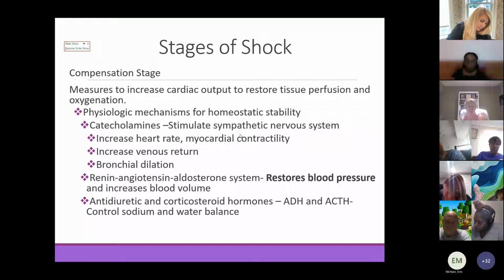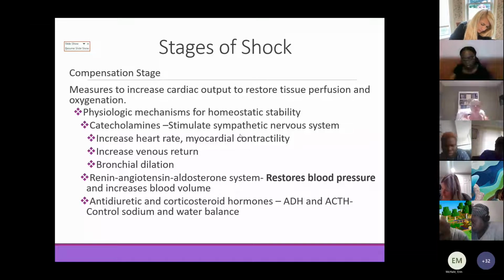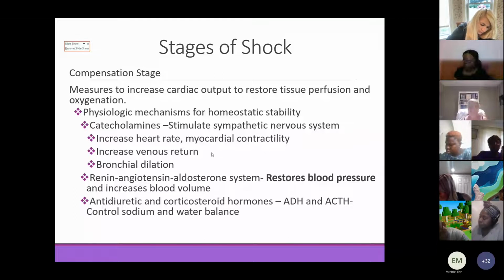Then we're going to see antidiuretic and corticosteroid hormones. ADH and ACTH are going to help control that sodium and water balance. We know that if we can hold on to sodium, water will follow. So if our blood pressure is low, the kidneys are going to hold on to more sodium and more water is going to follow, and then it's going to bump up our blood pressure.